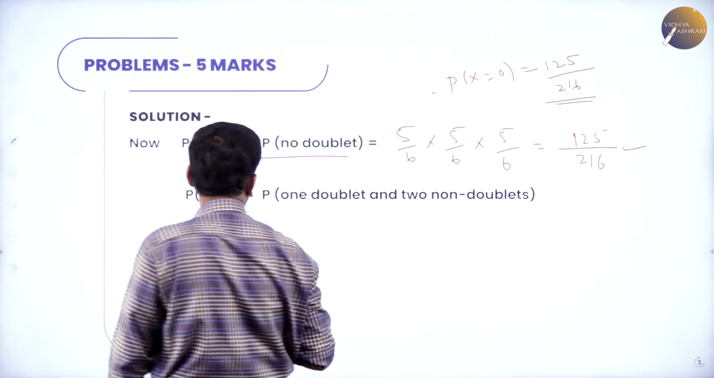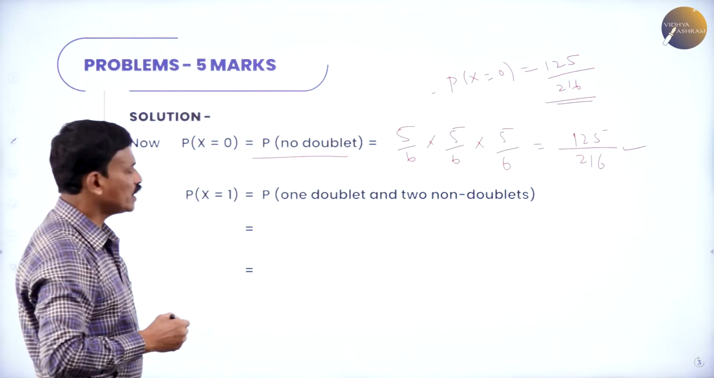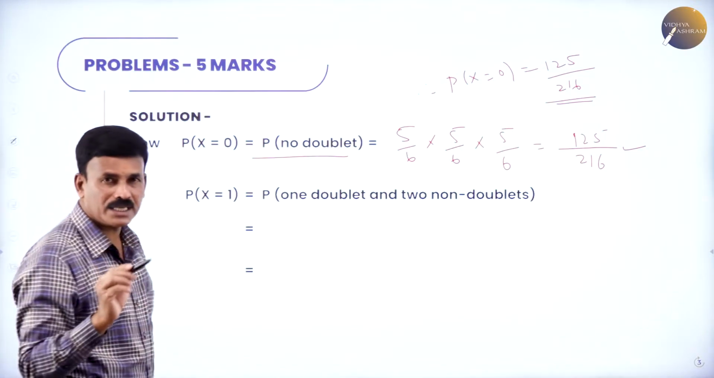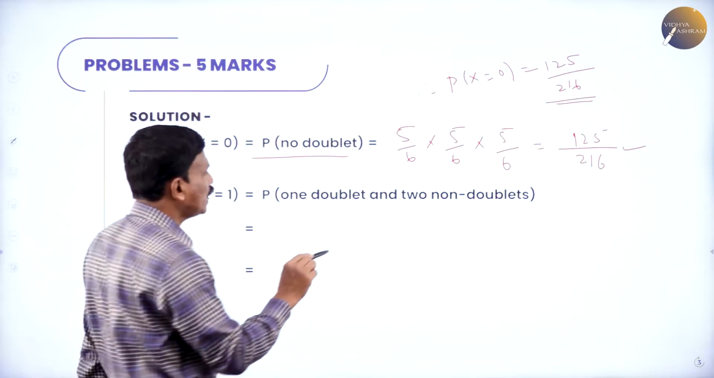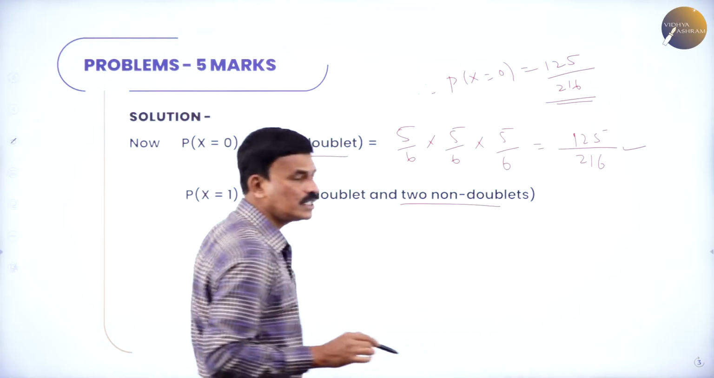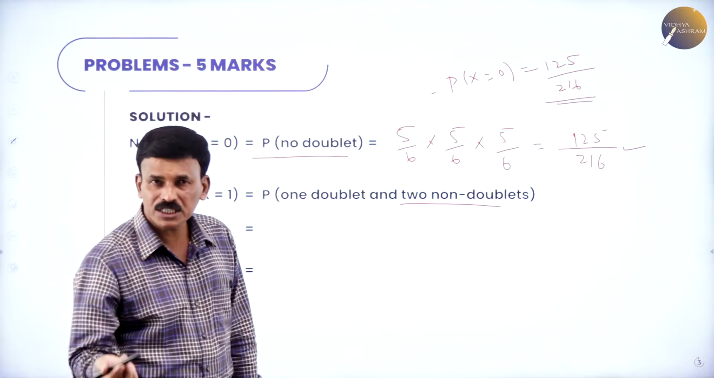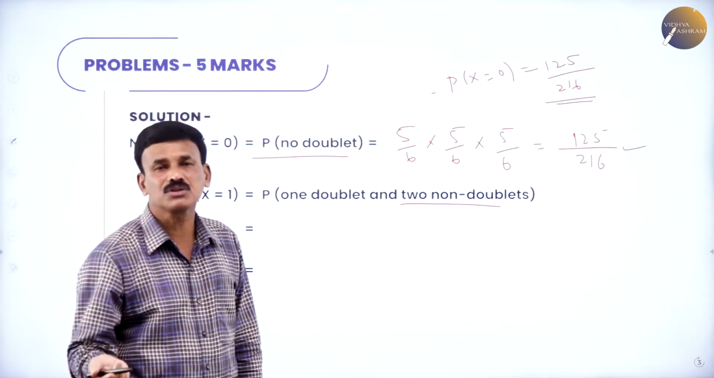Now let us come to case 2. When x is equal to 1, the probability of x equal to 1 means one doublet and two non-doublets. One doublet means the first throw may be the doublet, or the second throw is a doublet, or the third throw is a doublet.